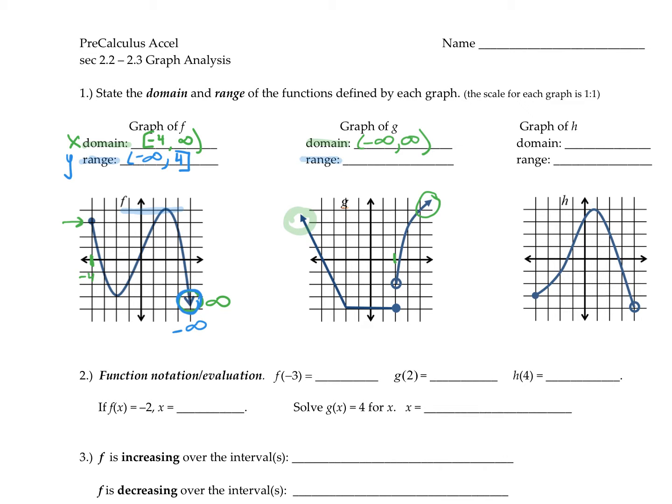When we're talking about the range, I'm going to look from the lowest point. So the lowest point is down here at -4, and it is included. And my highest points are pointing up towards positive infinity.